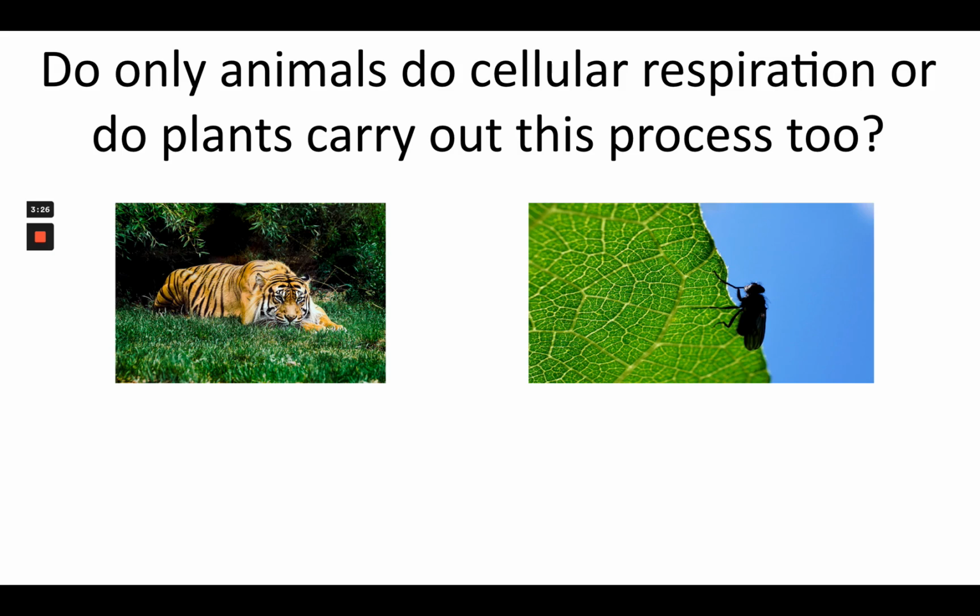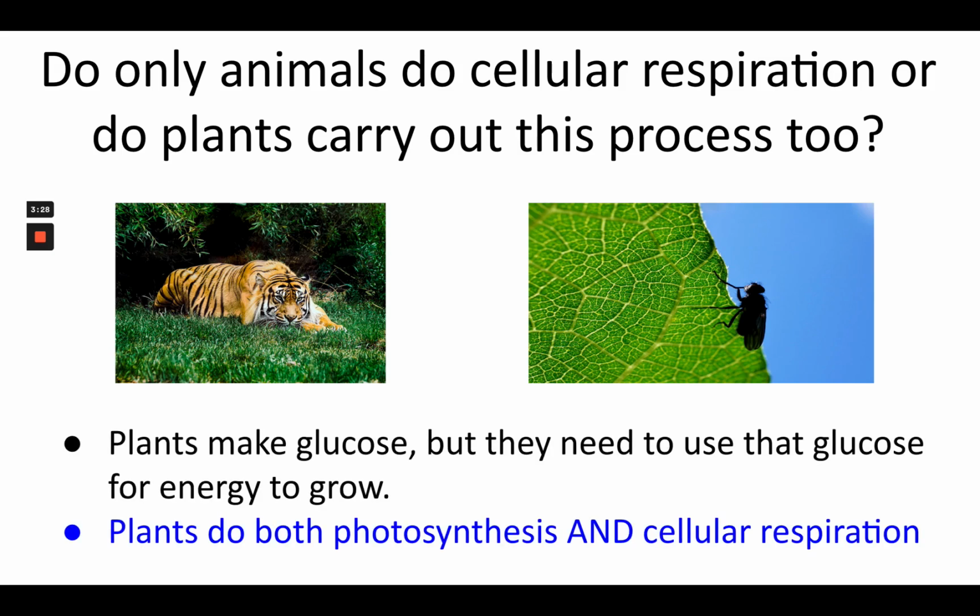So, do only animals do cellular respiration, or do plants carry out this process too? Well, animals do cellular respiration, but so do plants. Plants make their own glucose in the process of photosynthesis, but they have to perform cellular respiration in order to get energy from that glucose that they just made. So plants and animals do cellular respiration.